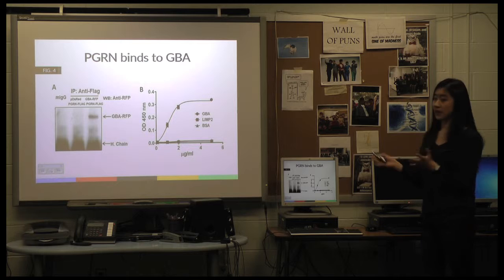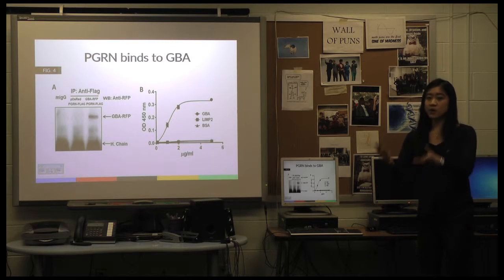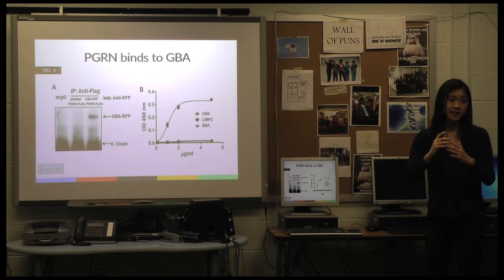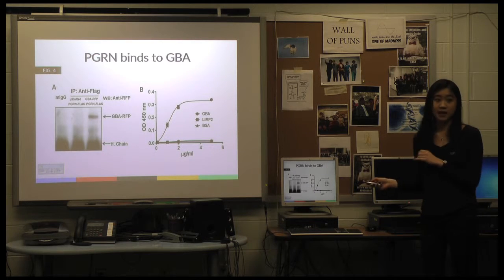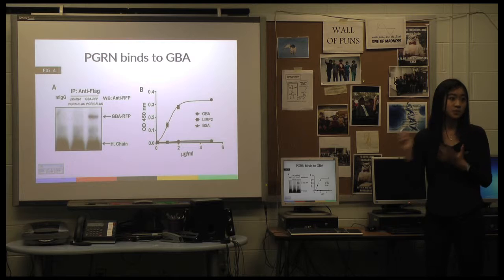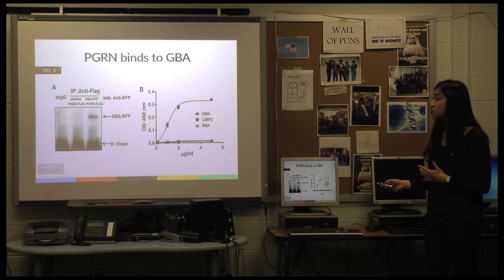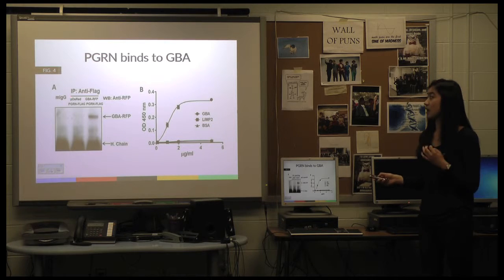Next, we incubate these cells together, and we use the antibody of one of them, in this case progranulin, to basically isolate progranulin alone. If progranulin did bind to GBA, then when we use the antibody to detect GBA levels from this isolated progranulin, it should be present. So that's why you see the band here. And what this band means is that yes, indeed, there was binding between GBA and progranulin.